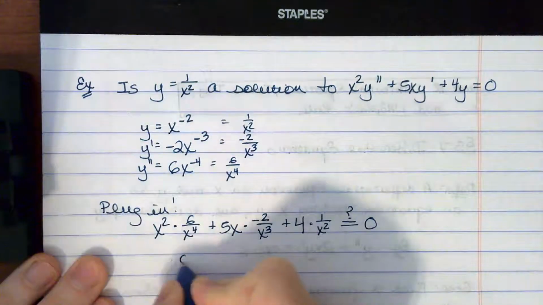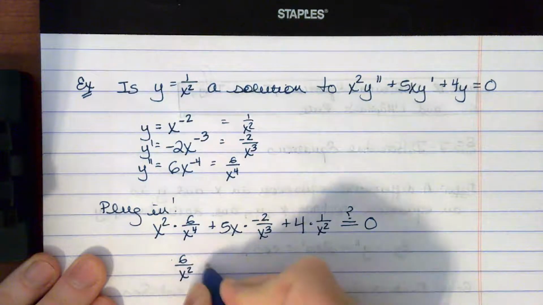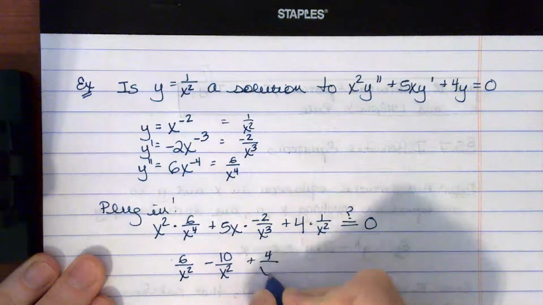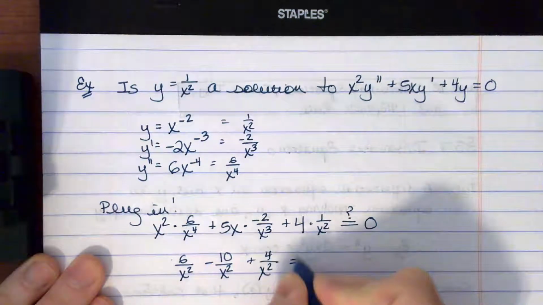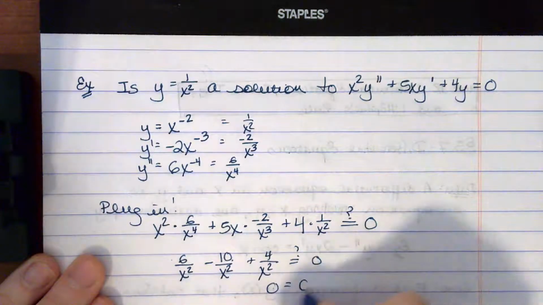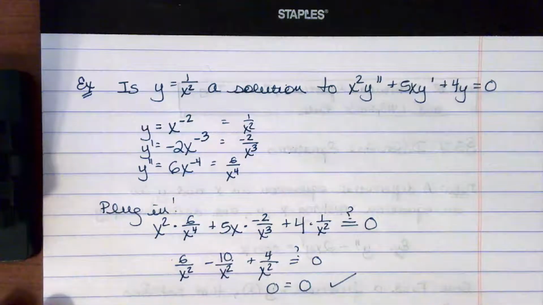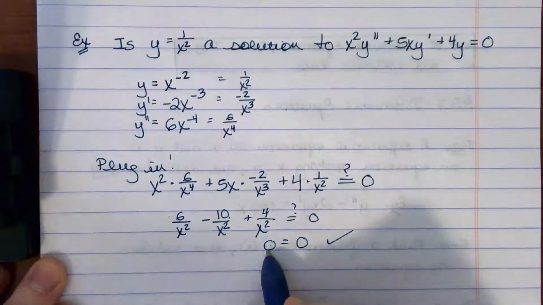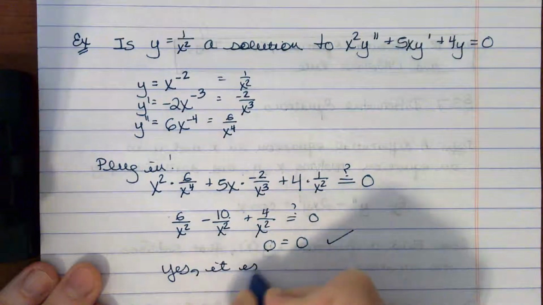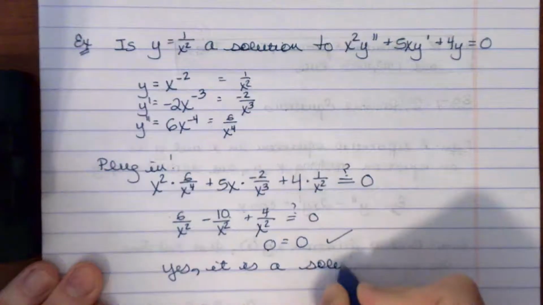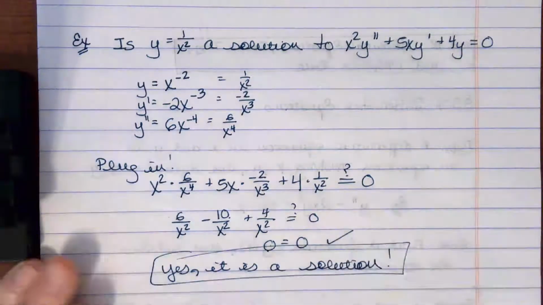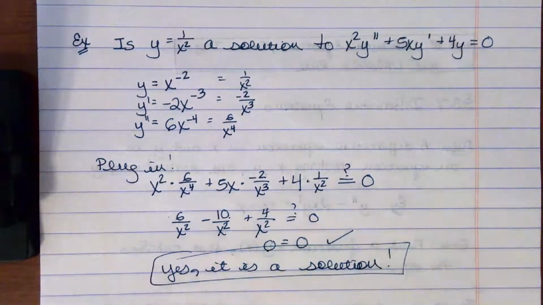So this is 6 over x squared minus 10 over x squared plus 4 over x squared maybe equals 0. Yeah, it does. 6 minus 10 is negative 4 plus 4 is 0. 0 equals 0. And that tells me, since the left side does equal exactly what I had on the right side, yes, it is a solution. I'll pause so you can make sure this is all in your notes.